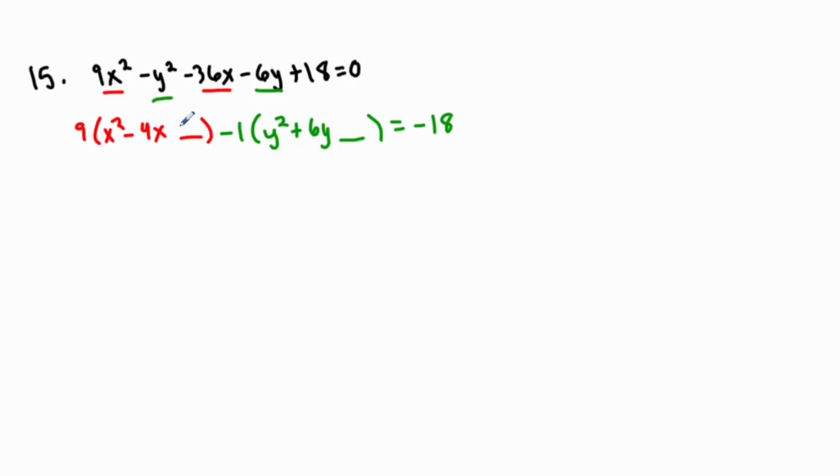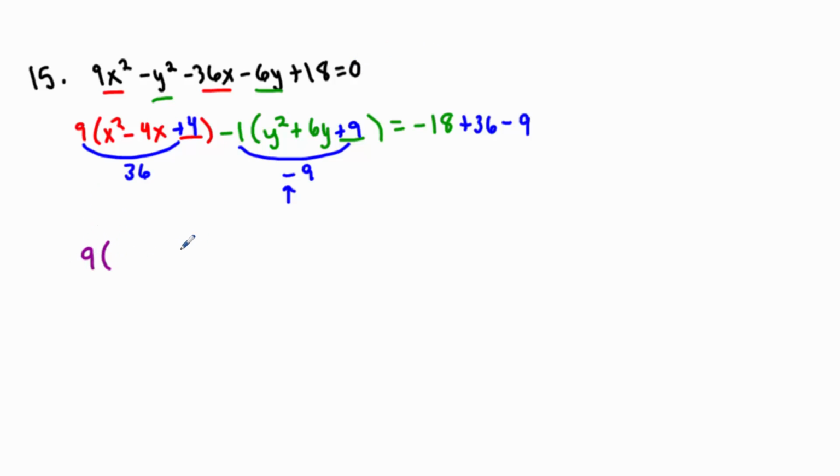Half and square -4 and get +4. Half and square 6 and get 9. But what we really did is we really added 36 and we really subtracted 9. And so on this side I need to add 36 as well as subtracting 9. And that right there is really important, because if you add 9, you get something that does not work out well. You subtract 9 like you're supposed to, it works out okay.